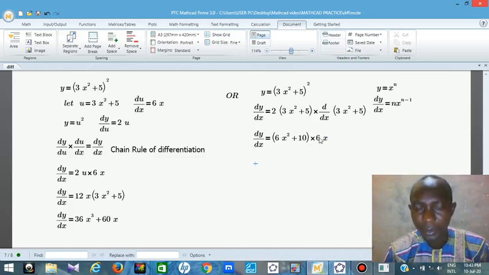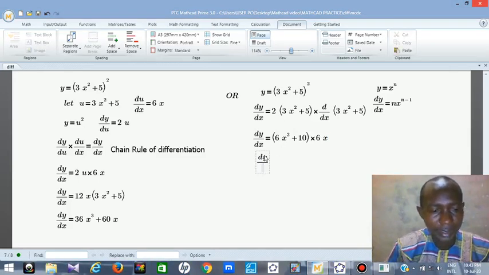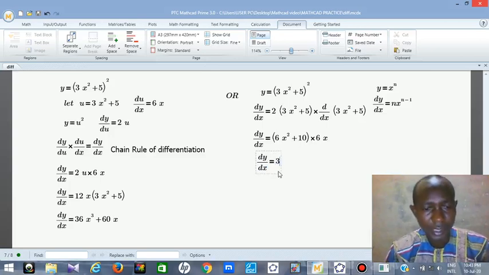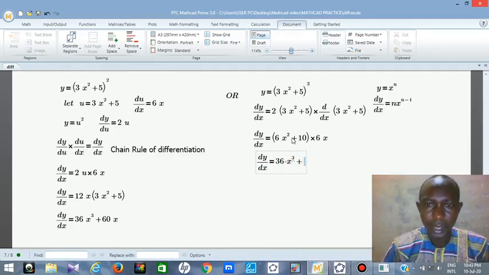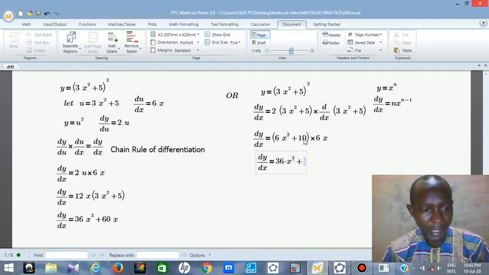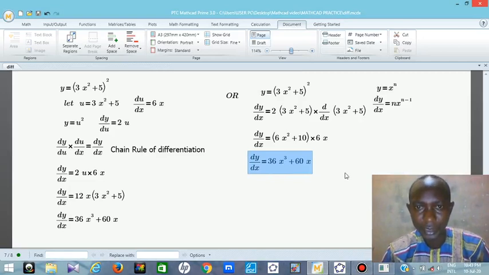What are you going to do now? Open this bracket with your 6x. So 6x times 6x squared plus 10, you will get the dy dx. 6 times 6 will give us 36, x times x squared will give us x raised to power 3, x cubed, plus 6 times 10, you get 60, then 60x. You can see that we got the same result.